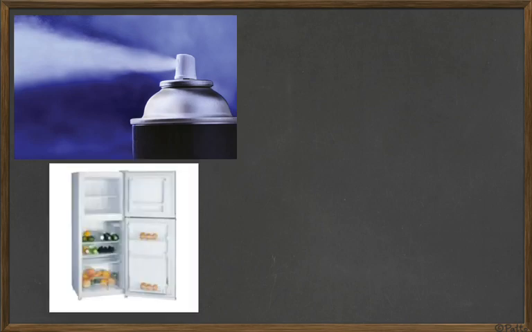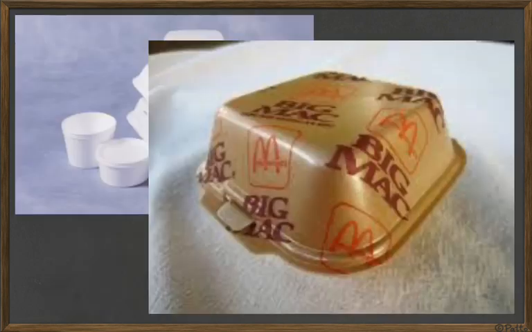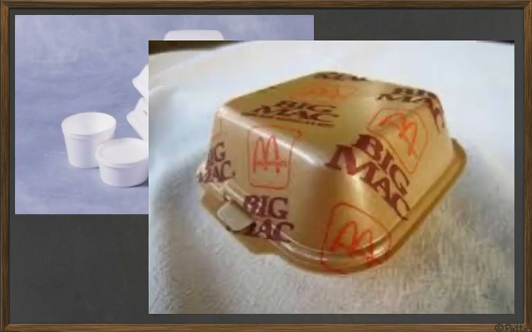Where did we find chlorofluorocarbon? Aerosol sprays, they use CFC as the medium to expel the liquid that goes into aerosol sprays, like in deodorants. Okay? Refrigerators, air conditioning devices, they used chlorofluorocarbon as the gas inside there to cool down the air. Okay? Styrofoam, like that box over there, or like this one.